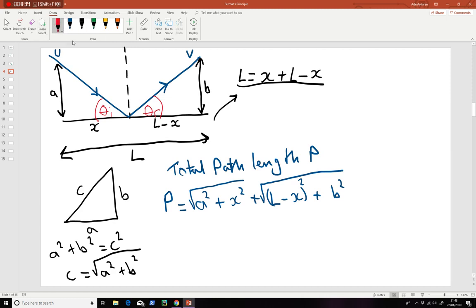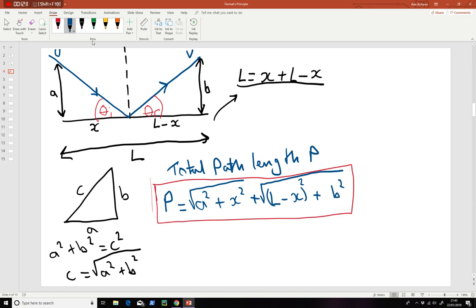Now, this is actually a pivotal part of our solution. What we have done is that we have expressed the path that the light is taking, left to right, even as it is bouncing off of this boundary. So, how do we use this in order to solve the problem? Well, we are going to use differentiation.